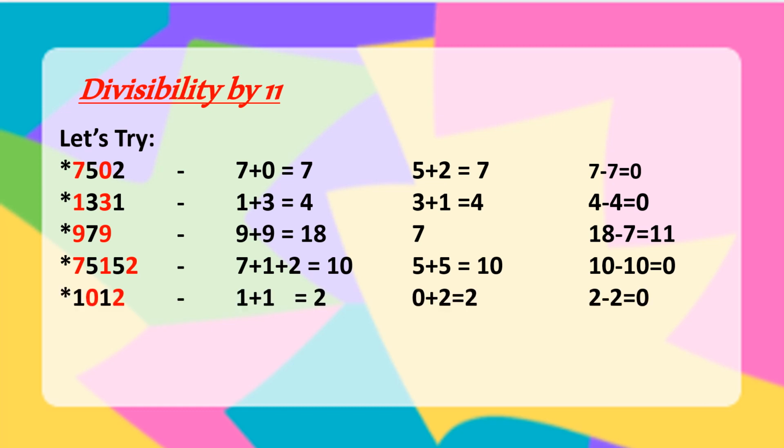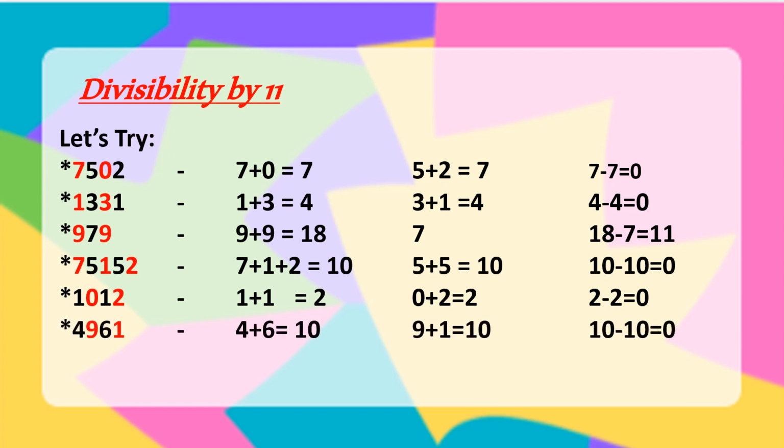Another example, 1,012. The digits in the odds place are 1 and 1. If we get the sum of that, that will give you 2. And then the digits in the evens place are 0 and 2. The sum of that is 2. And then we get the difference. 2 minus 2 is 0. It means that 1,012 is divisible by 11.